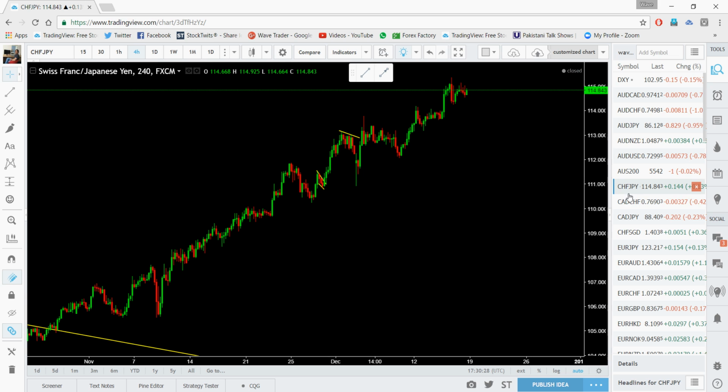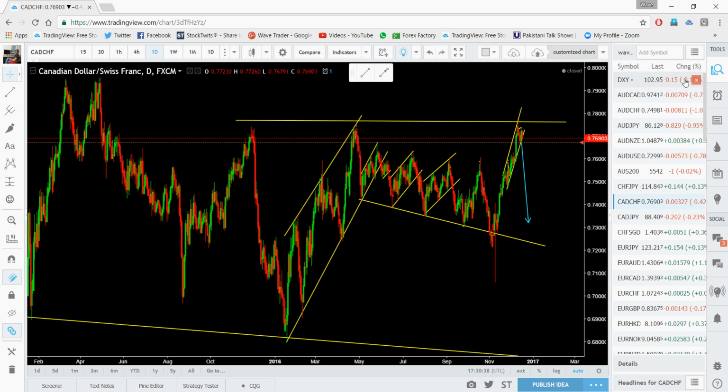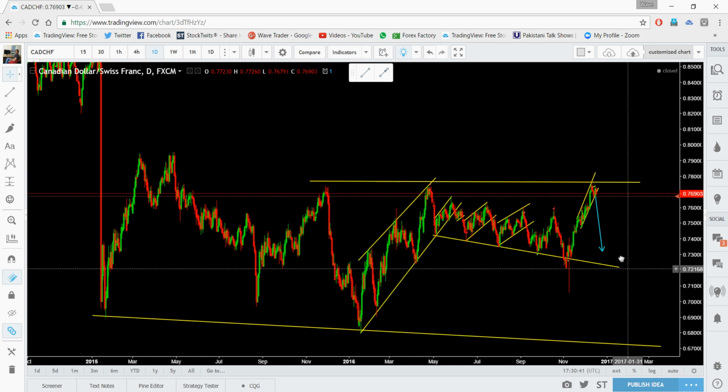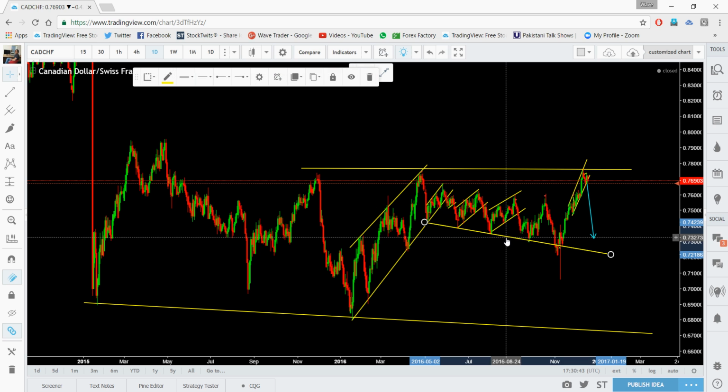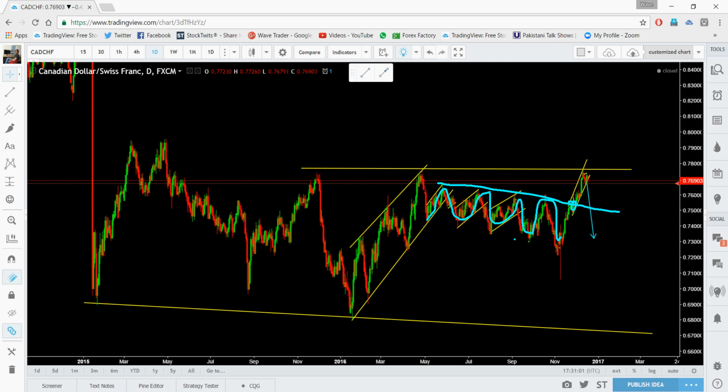So Chief Yen, there is no impulsive sign, although it is same like the other yen pairs. Yeah, Cat Chief, the pattern we were anticipating is this. We can see this channel is over, this channel is no more, here broken out and changing. So we are looking for something like this. We are relying on this trend line.